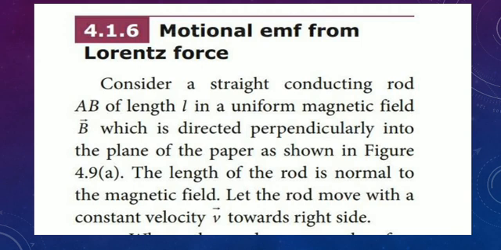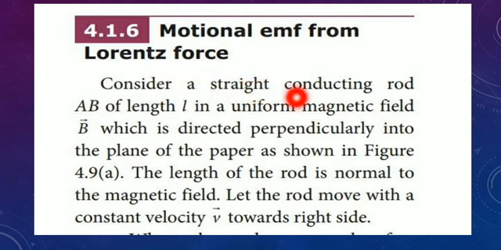When a magnet or a material or wire moves in a uniform magnetic field, it experiences a force. This is the Lorentz force. Now, motional EMF from Lorentz force. When an object is moving in a uniform magnetic field, an induced EMF is produced. That is the motional EMF. Okay, students, it is a 3-mark question. Now come to the theory.